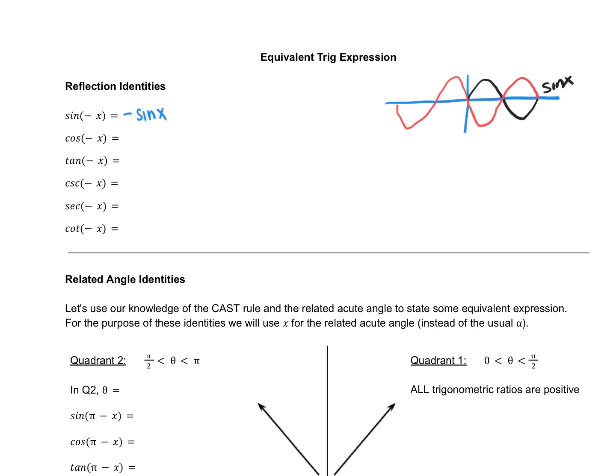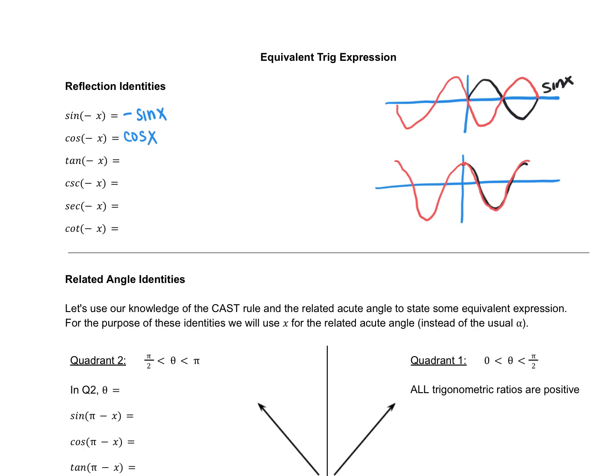Now let's do the same thing for cos. Here is my base function for cos. If it is reflected over the y-axis, this is what we will have. And it's just a continuation. So if I reflect over the y-axis, there is no change in the cos function, because if I were to just continue, it's just overlapping. So cos of negative x is the same thing as just cos x.